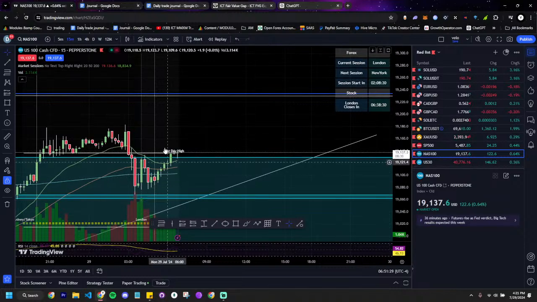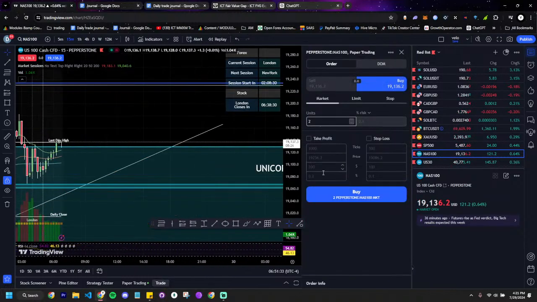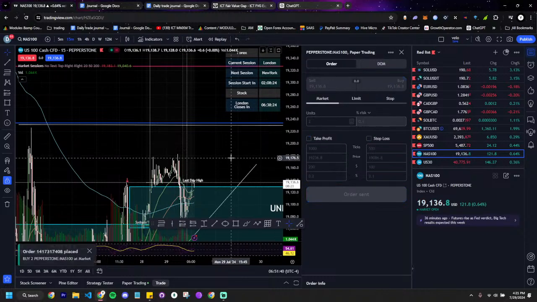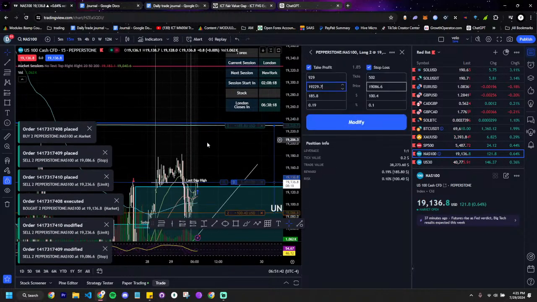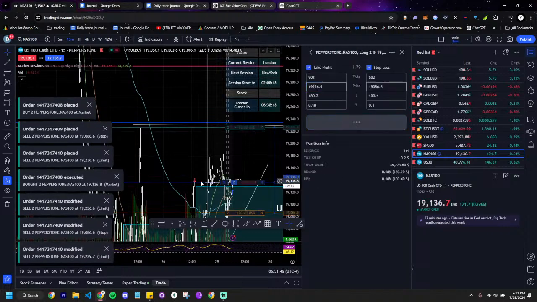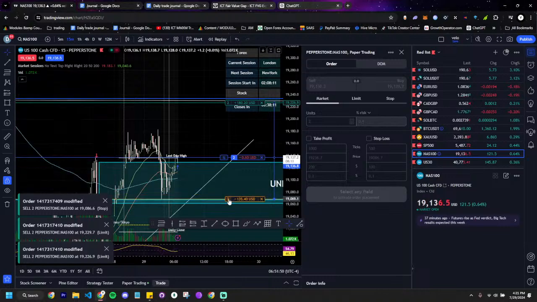See, we retested this level, and now what we're going to do is take a long up to this point right here, this swing high. All right, so we're going to go for this. Let's see how this goes. Oops, what's that? Let's take this from here to here, and the swing should be around the swing low.